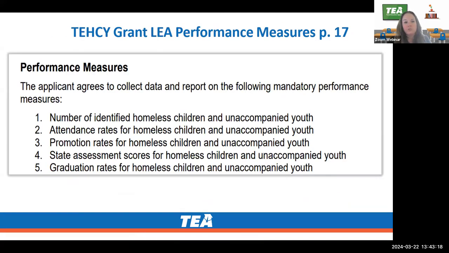So we are going to go into our performance measures. On page 17, 1 through 5 is very similar to what we've had in place of what you're going to collect data on and report to the program in your end of year report. So we have these mandatory performance measures. You're going to include the number of identified homeless children and unaccompanied youth, your attendance rates for your homeless children and unaccompanied youth, your promotion rates for each grade level as they're going through, the state assessment scores for homeless children and unaccompanied youth, as well as the graduation rates for homeless children and youth.